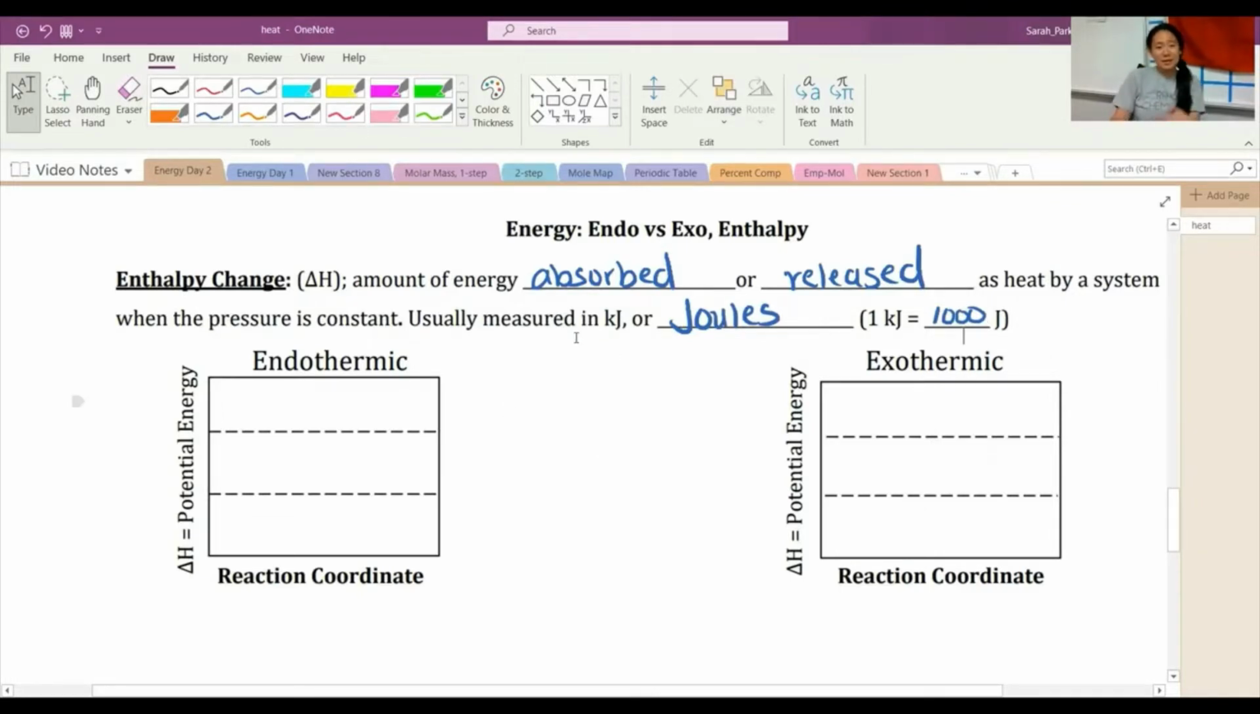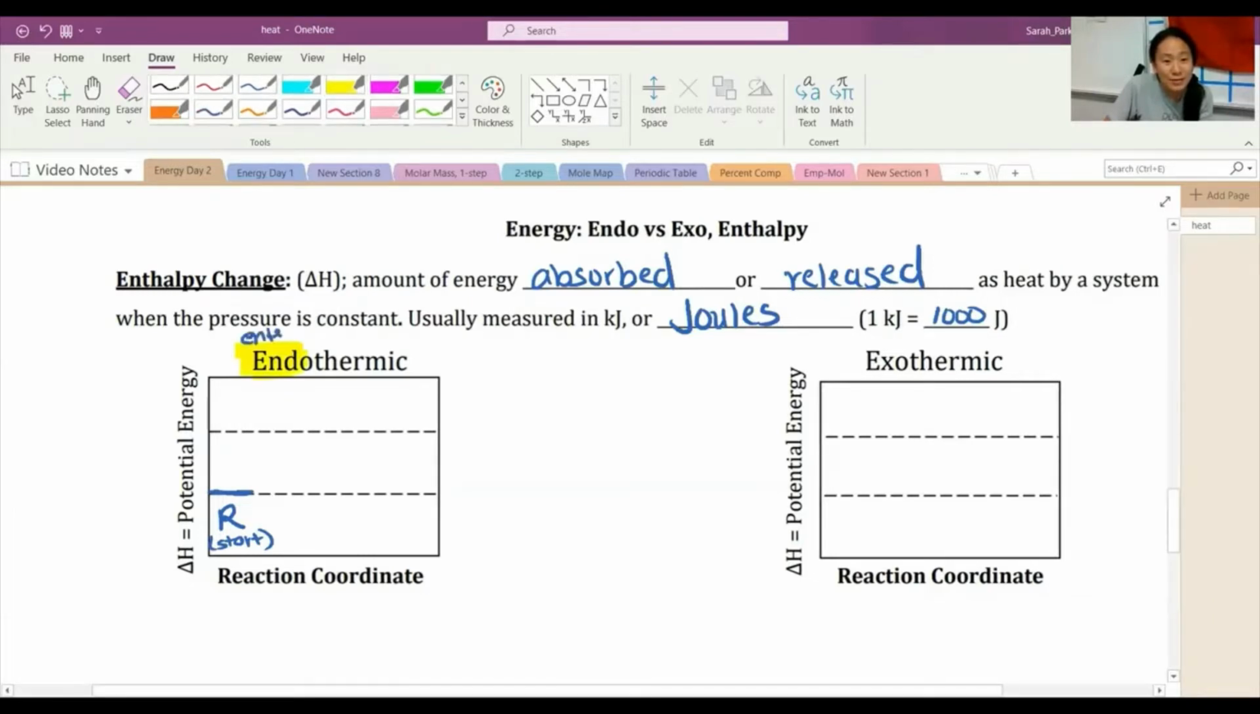So if something is endothermic, let's think about chemical reactions. The energy that you're starting with, so your reactants, this is what you're starting with, is low. You have a certain amount of energy. Now, if it's endothermic, this word here means that heat is entering. You are gaining heat, and heat is energy. So that means where you end up has to be a lot higher energy. So this is where your products are. This is where you end up.